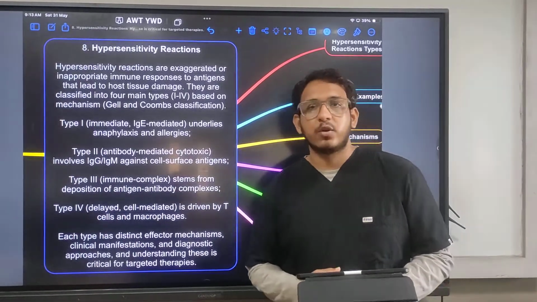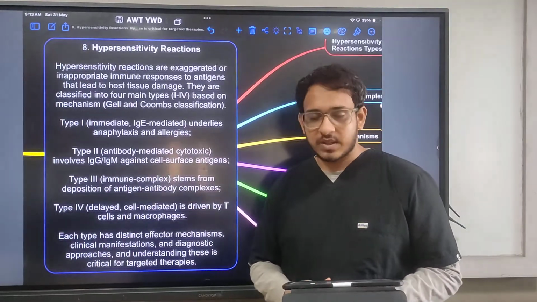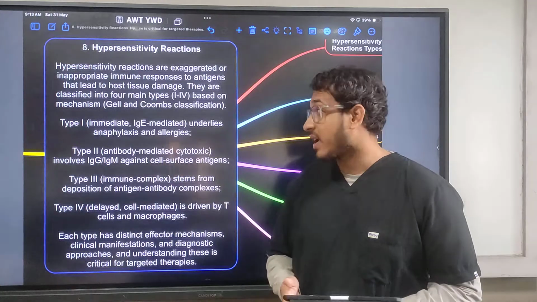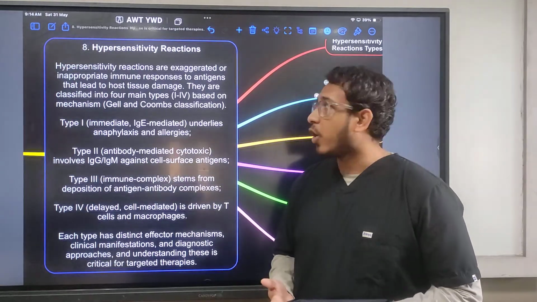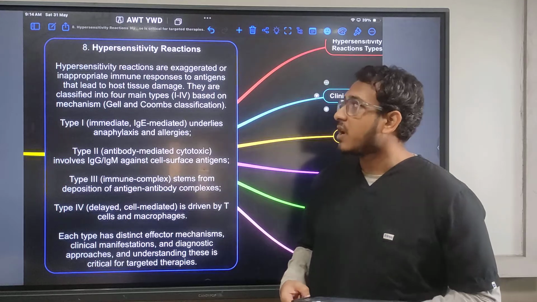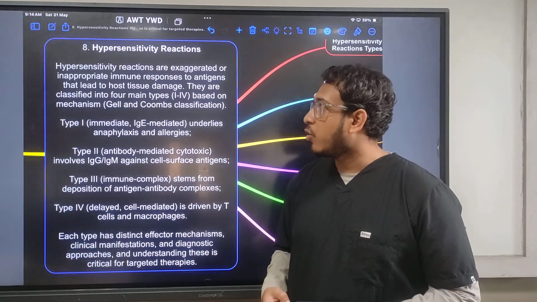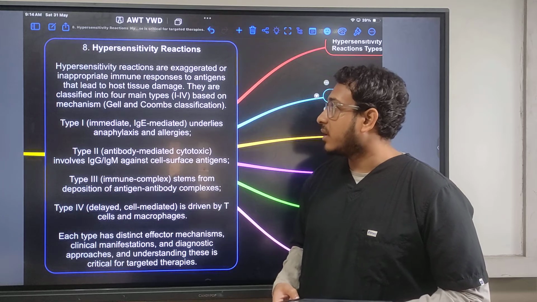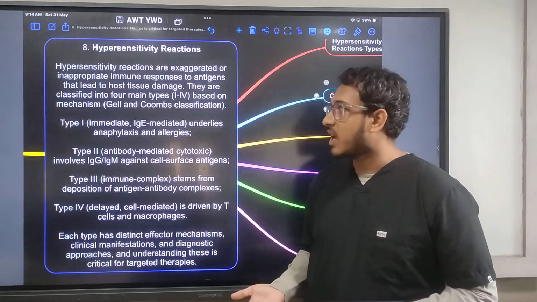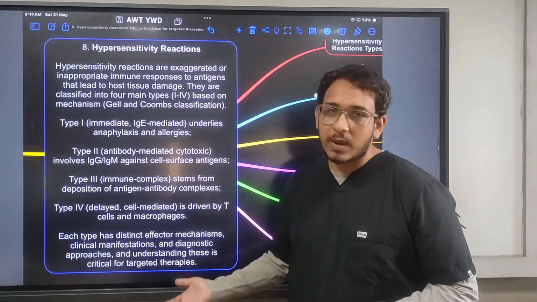Good morning. So today's topic for my seminar is hypersensitivity reactions. Hypersensitivity reactions are exaggerated or inappropriate immune responses to antigens that lead to host-specific tissue damage, and they are classified into four types, as we all know. It is type 1, type 2, type 3, type 4.